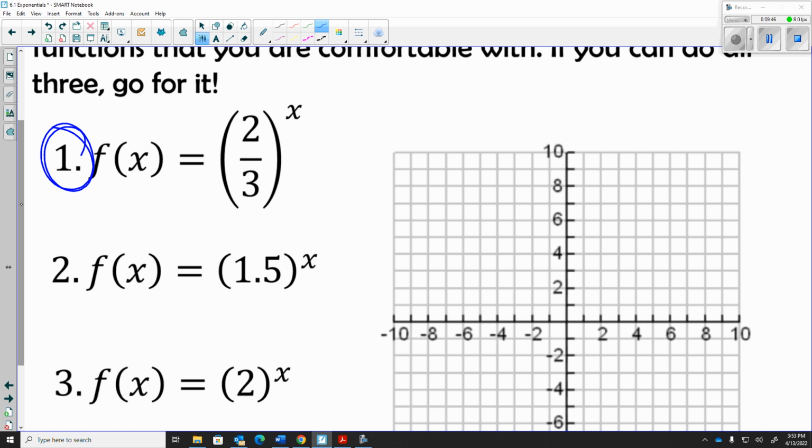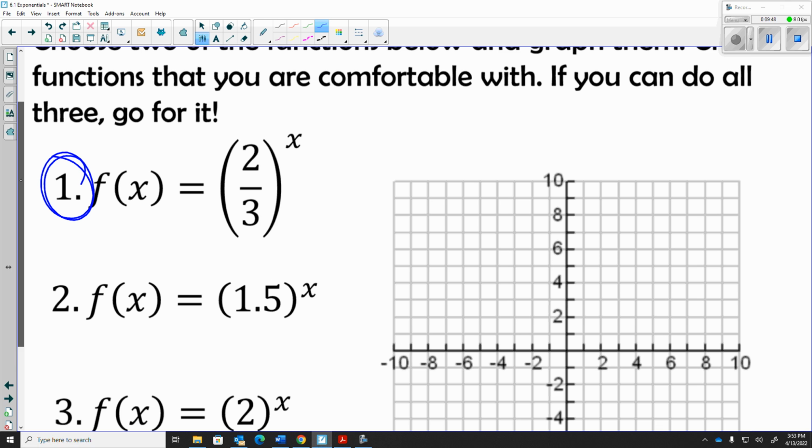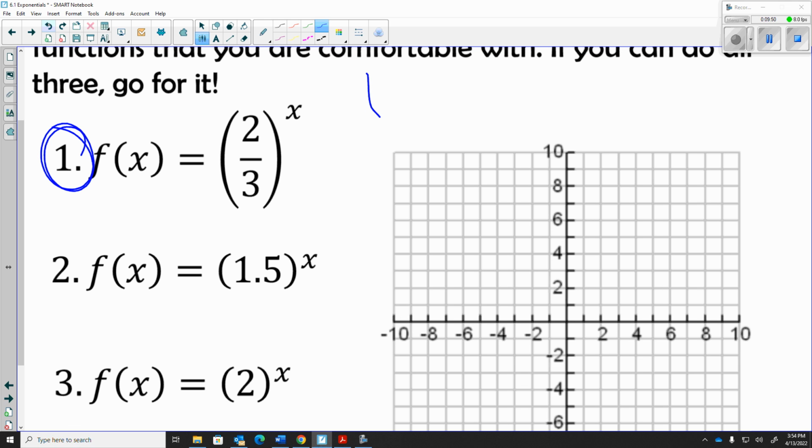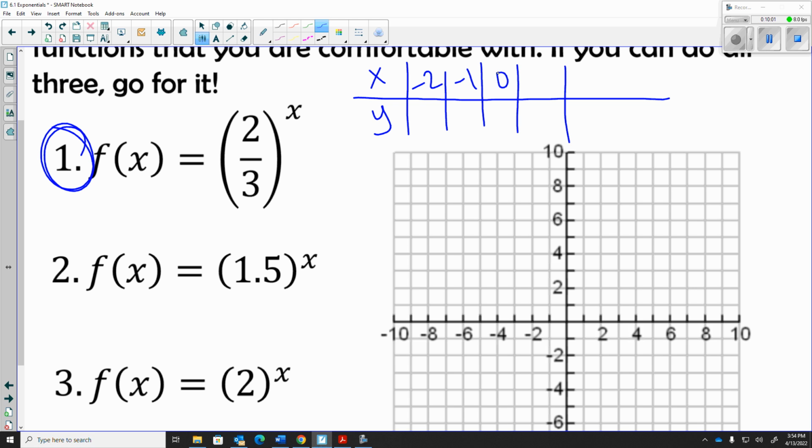Okay, so I'm going to get a table. I'm going to do it sideways because I don't have a ton of room. X, Y. So I'm going to use -2 to 2, those are my x values, and I'm plugging them into 2/3 to the x power, okay? Well, this might get a little weird, so let's come down here and do it. 2/3 to the x power.